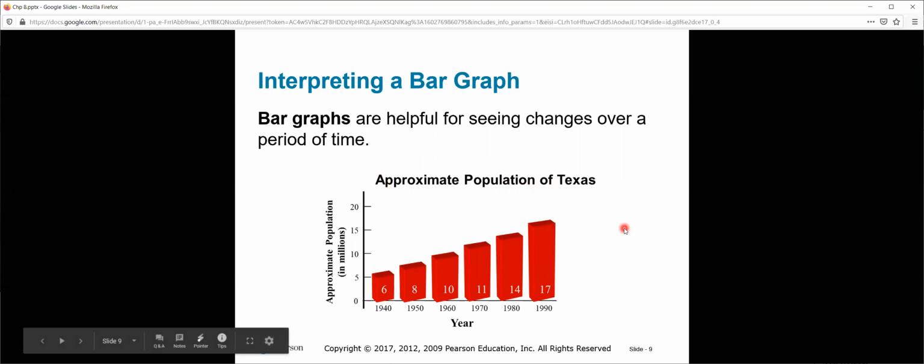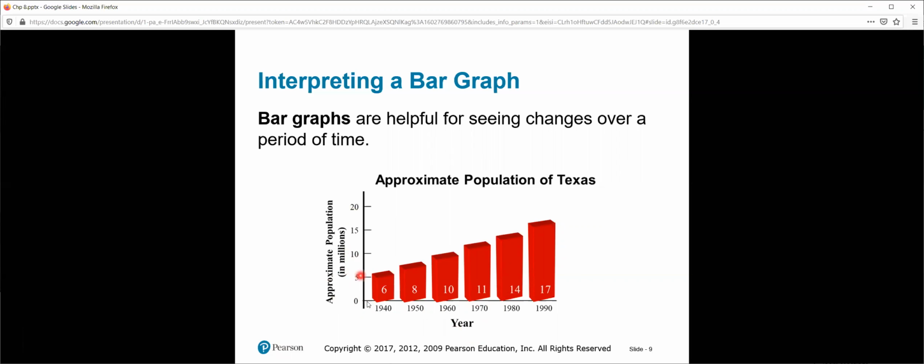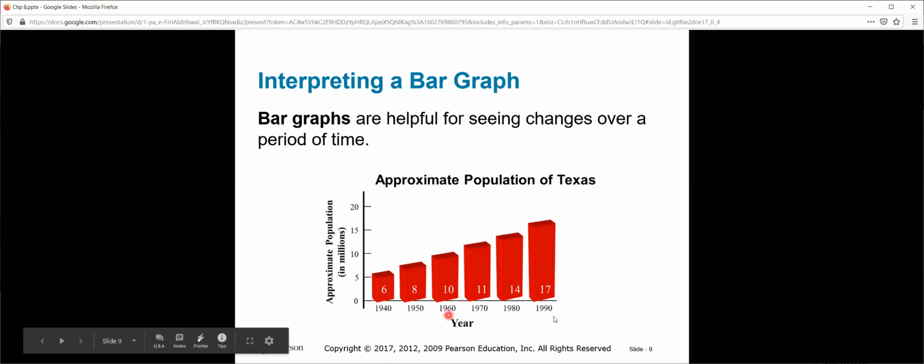The title gives you a synopsis of what you're going to find in the graph. The axis titles present to you the units of the axis. So these are years, 1940, 1950, 1960, 1970, etc. This is the year. And over here, the y-axis is approximate population in millions, 5 million, 10 million, 50 million, 20 million. We can see as the years increase, the population increases by the fact that each individual bar also increases.